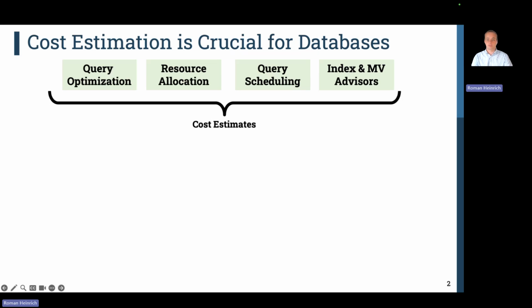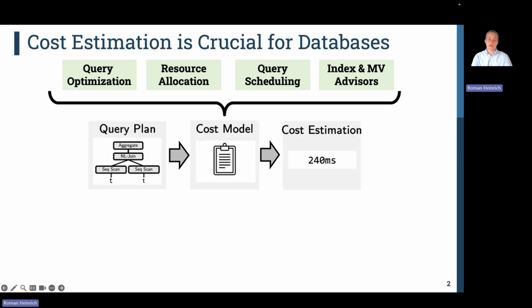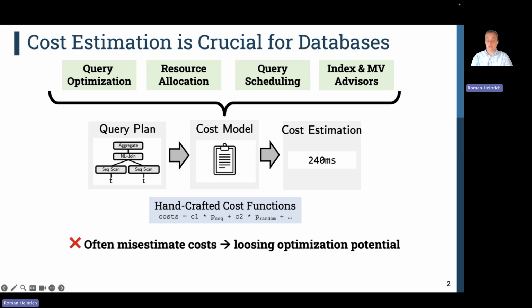Cost estimates are typically obtained by having a query plan that is fed into a cost model, which in turn provides cost estimates, such as a runtime, here in this example of 240 milliseconds. So far, cost models were built with handcrafted cost functions, which are typically a weighted sum of different parameters defined in the optimizer. However, these traditional cost models often misestimate cost and thus reduce the optimization potential in the tasks above.